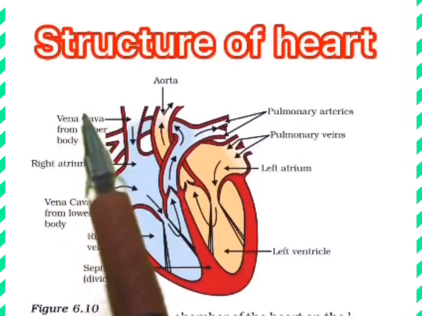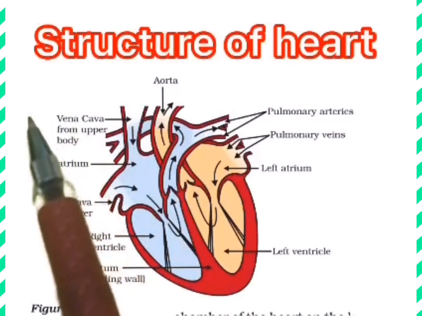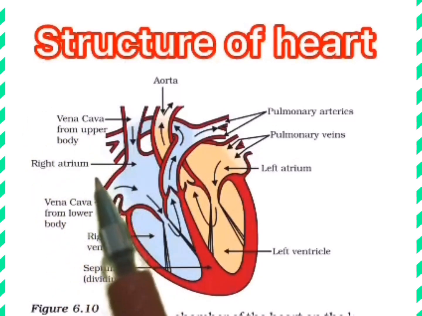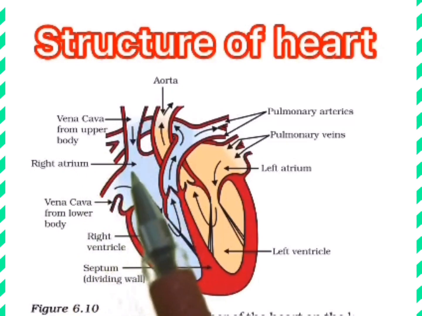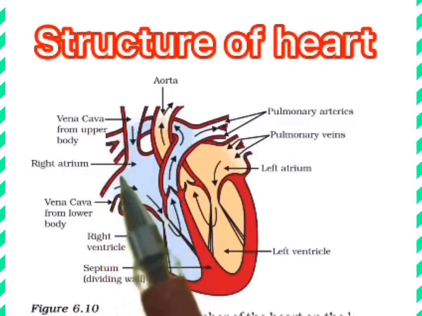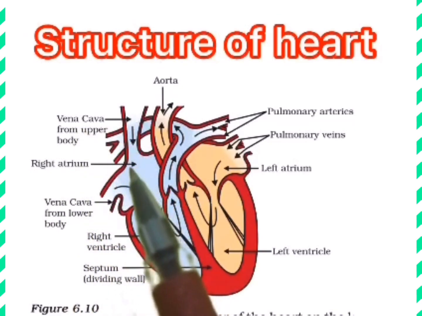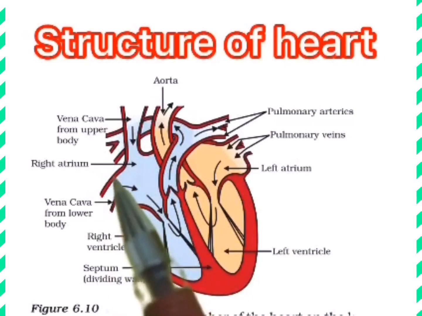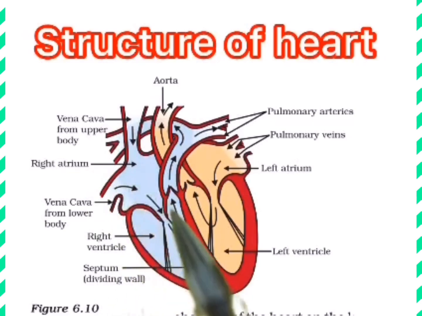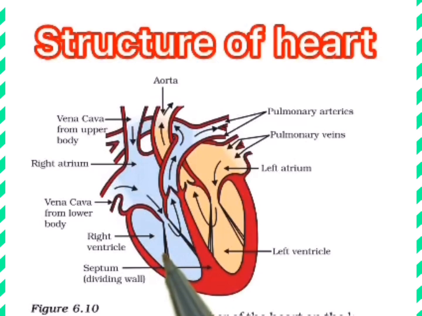Vena cava collects deoxygenated blood from all the parts of the body. When right atrium relaxes, vena cava gives blood to right atrium. When right atrium contracts, it moves to the next chamber, right ventricle.